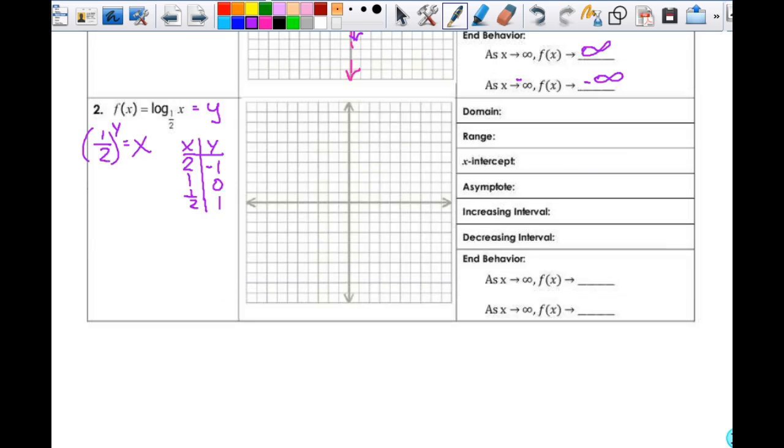So my asymptote, since there are no transformations, is still here at x equals 0. So we say x equals 0 here. And then I'm going to graph this. So when x is 2, y is -1. When x is 1, y is 0. And when x is 1/2, y is 1. And it looks like this.